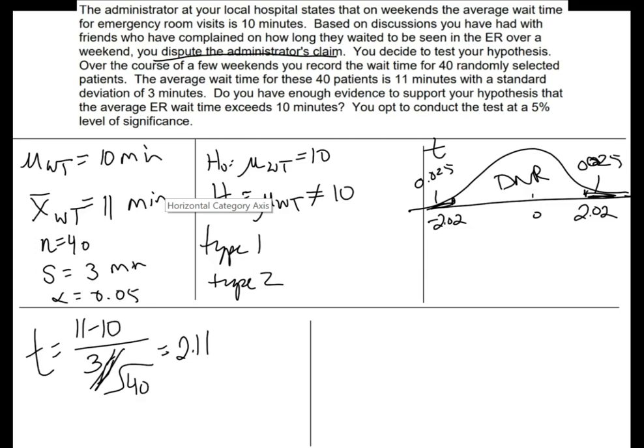2.11 on the graph. Where does 2.11 fall? It falls to the right, but not that much to the right of that critical value, right? Our conclusion is still reject the null hypothesis. We're still rejecting the null hypothesis, which means they claim, the hospital administrator said, yep, 10-minute wait. We don't believe them, right? The data tells us that we should reject their claim.